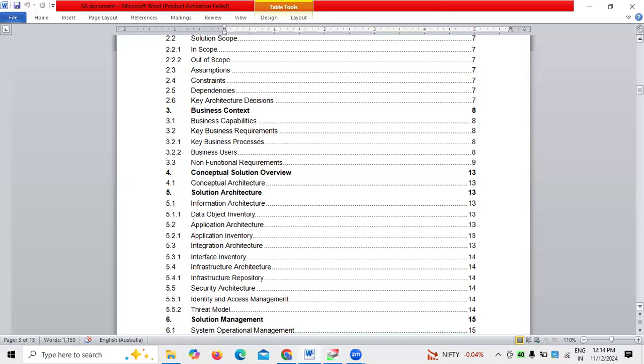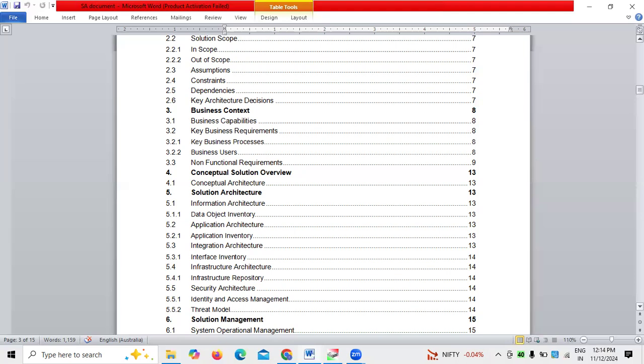Next, integration architecture. Integration means wherein you need to connect with hardware and software. So this integration part comes under the integration architecture. Next, interfaces. Whatever user interfaces, UI and UX designing you are creating to create some front pages, everything comes under interface inventory.